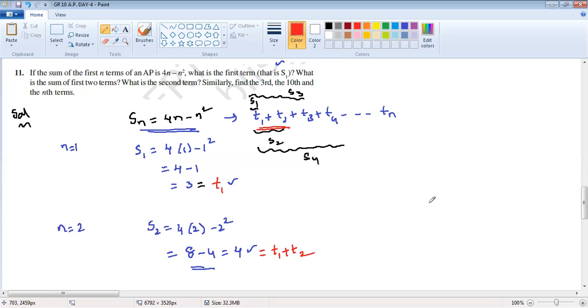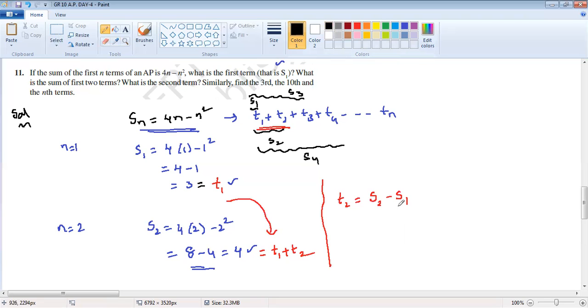T1 plus T2. Now, what is the second term? T2 we can write as S2 minus S1. Why, sir? Because T1 is 3; substituting these values, we will get T2. Otherwise, T2 stands for S2 minus S1.